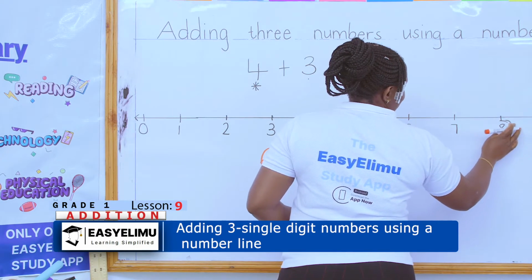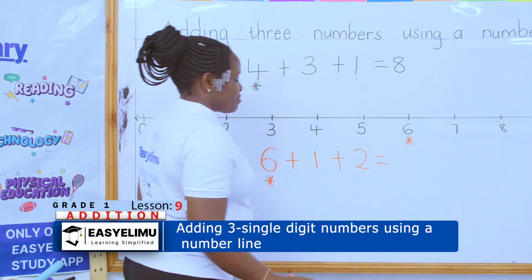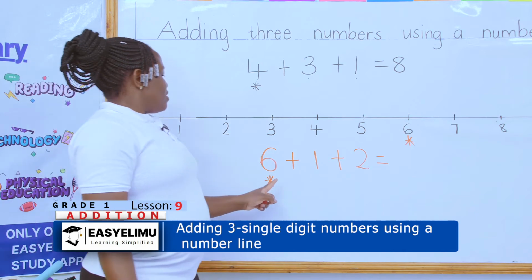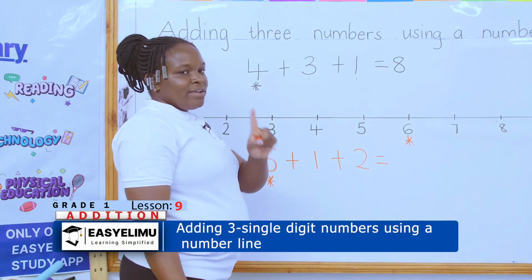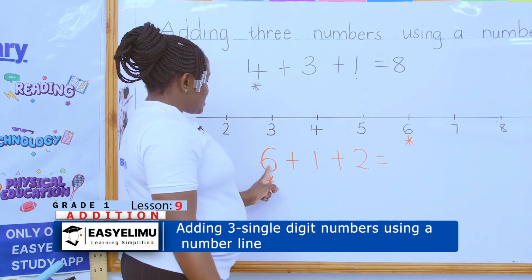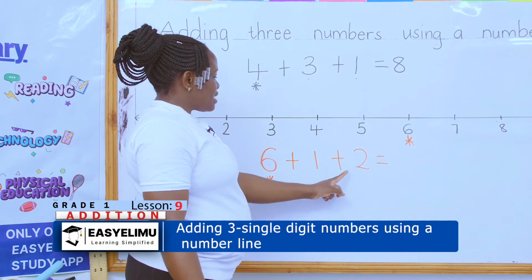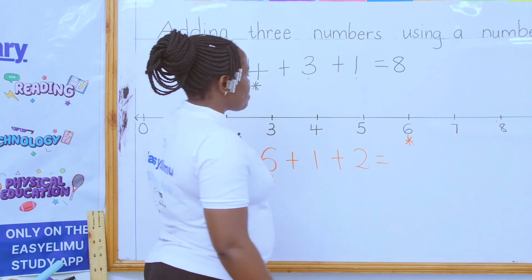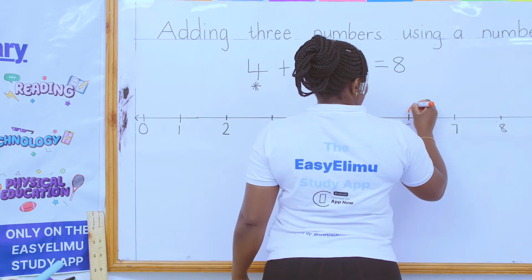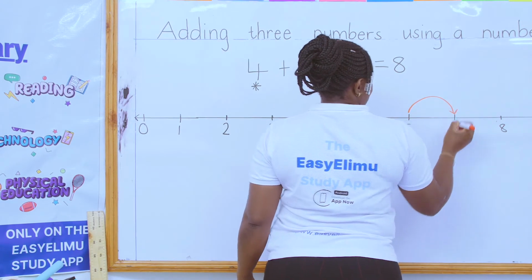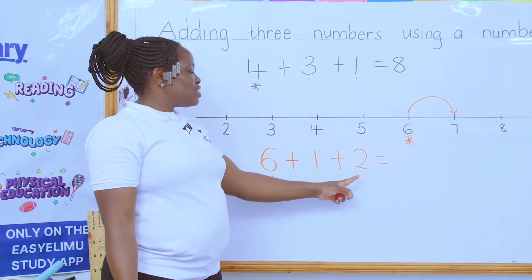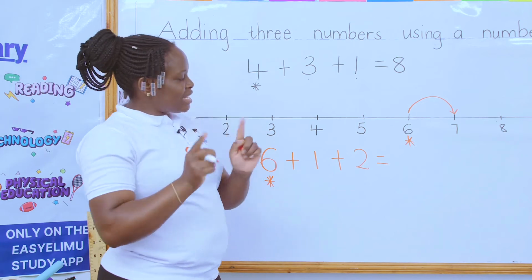Now, after I have put a star on 6, I'm asking myself, how many steps am I supposed to move from 6? The first, I'm supposed to move only one step because it is 6 plus 1 plus 2. So the first one I'm supposed to move is the one step. So from 6, I'm moving one step.